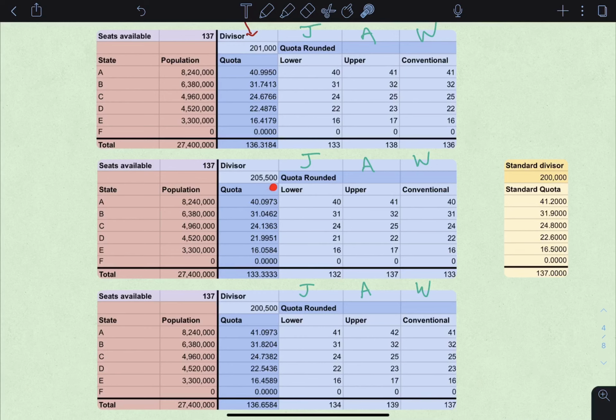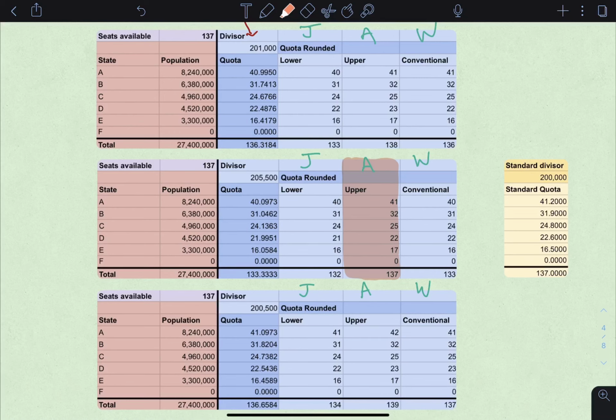So with 205,500 people as the divisor, that's how many people are represented by each of the 137 representatives. We succeed in Adams's method. So this is the allotment. This is the apportionment that works for Adams. Adams is right. And how do you know it works? Working just means that the number in the total is 137, because that's how many seats were apportioned.